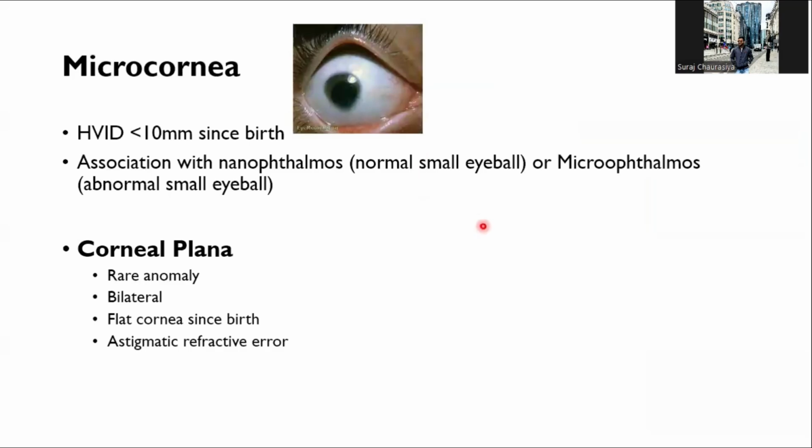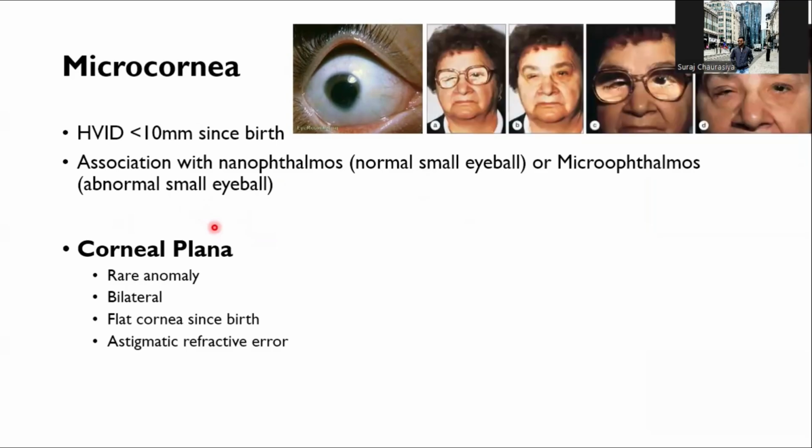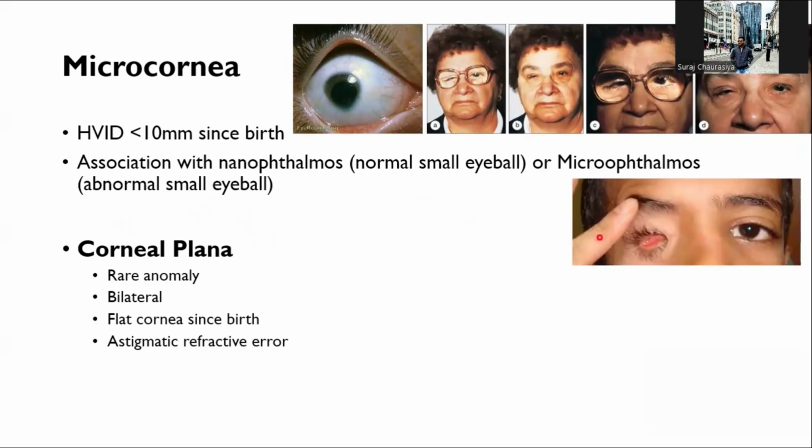The next one is the microcornea. In microcornea, basically the horizontal diameter is less than 10 millimeters since birth. And this condition may occur in association with nanophthalmos, which is a normal small eyeball, or microphthalmos, which is an abnormal small eyeball. You can see this is a picture of nanophthalmos, which is a normal small eyeball. This picture is showing microphthalmos. This is the abnormal small eyeball.